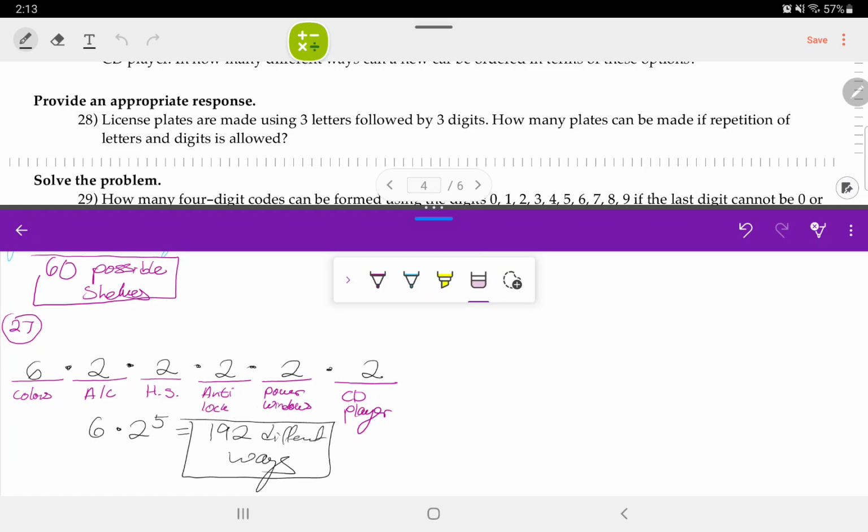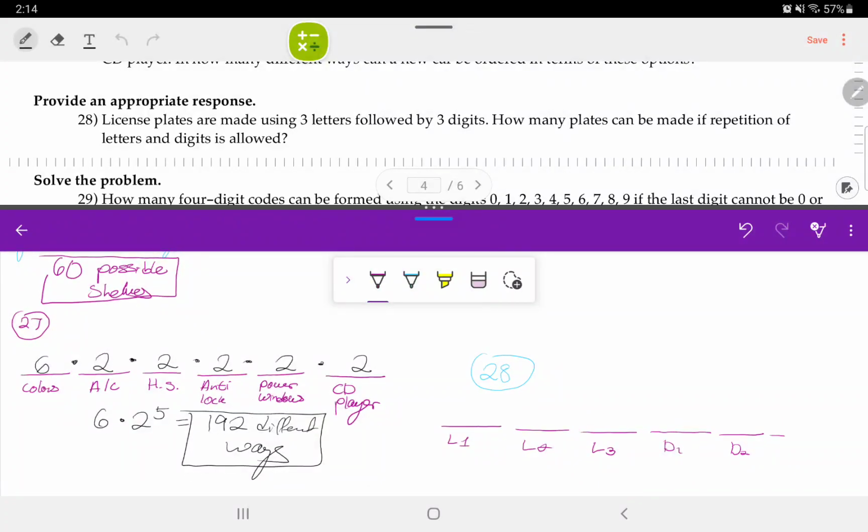Number 28. It says license plates are made using 3 letters followed by 3 digits. How many license plates can be made if repetition of letters and digits are allowed? Well, is allowed. So 3 letters. Letter 1, letter 2, letter 3. Followed by 3 digits. Digit 1, digit 2, and then digit number 3.